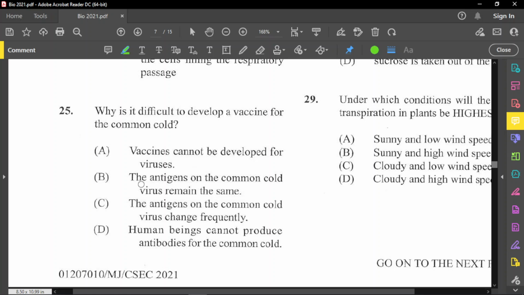All right, and it says the antigens on the common cold virus remain the same, which is not true because they keep mutating. And option C now is saying that the antigens on the common cold virus are changed frequently, which is true. Let's look at D. It says human beings cannot produce antibodies for the common cold, which is not true. As a matter of fact, if you're exposed to a virus or any disease, you tend to build up immunity against them. Once you have a normal functioning immune system, you tend to build up immunity against them. But a vaccine will assist us in making our defense a little bit better.